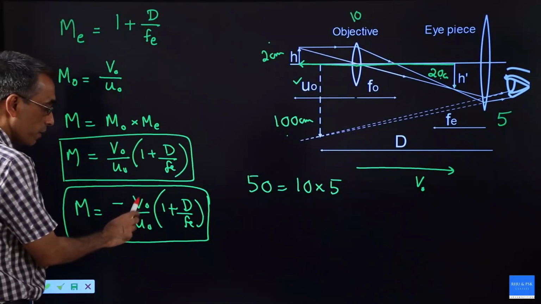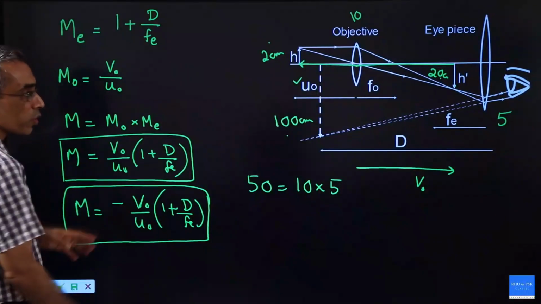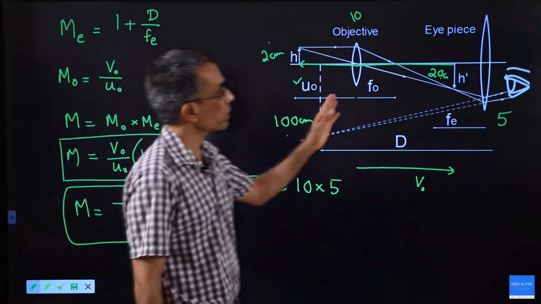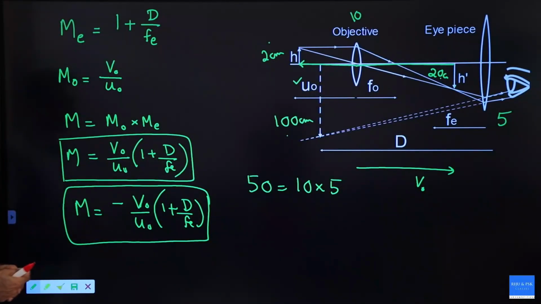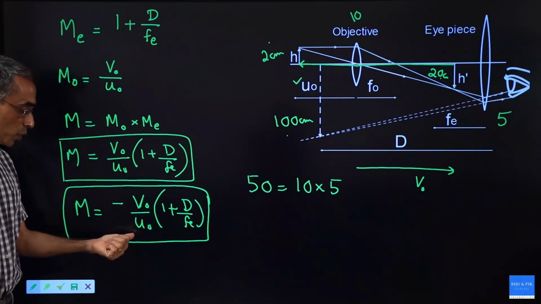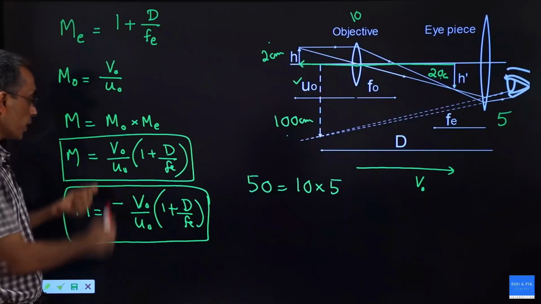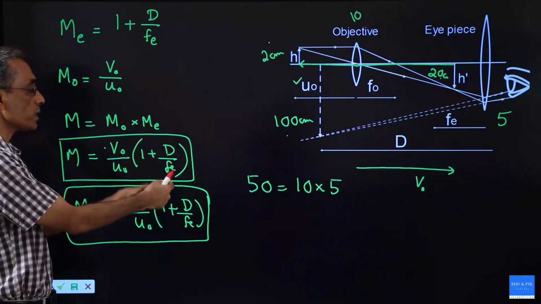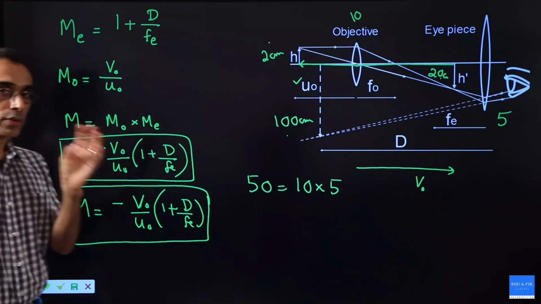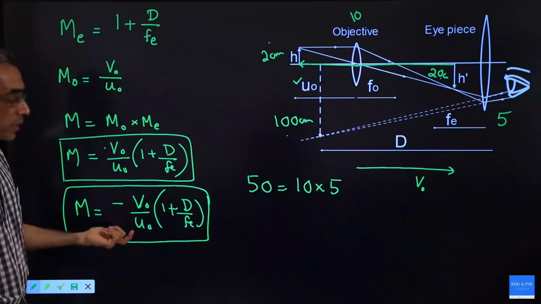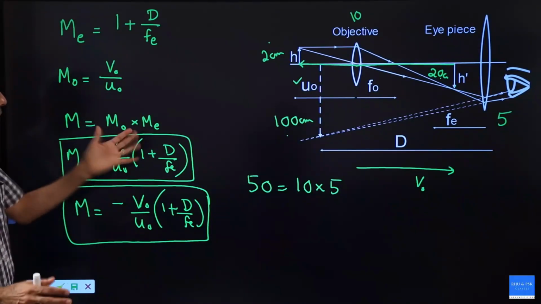But many a time this V0 will not be given to you in the question. We have to find out this distance. That is why there are some controversial things in NCERT and certain other books, some comparison. For that I need to refer to a new diagram. So the equation is minus V0 by U0 into 1 plus D by Fe, or V0 by U0 into 1 plus D by Fe. So sometimes we use a negative sign, sometimes we will not. Suppose in a question the options have a negative sign, you can apply this. If the option has no negative sign, just apply their magnitude.